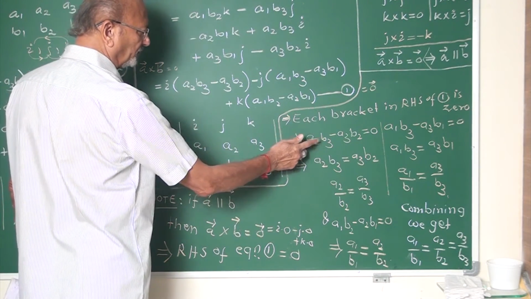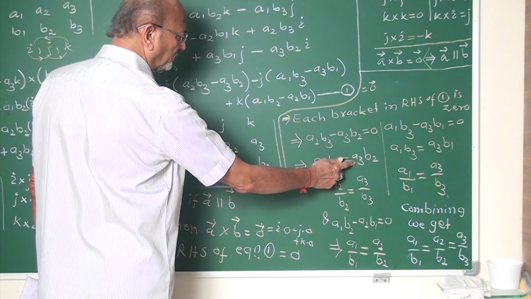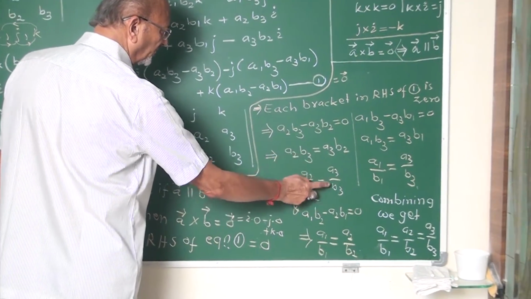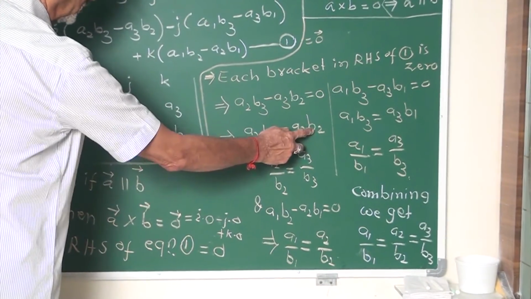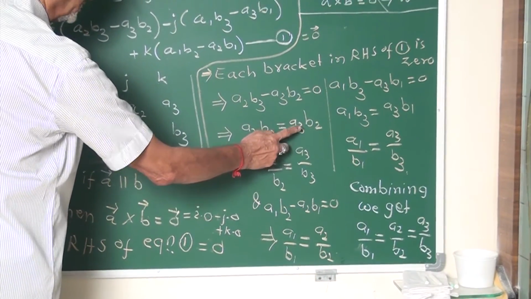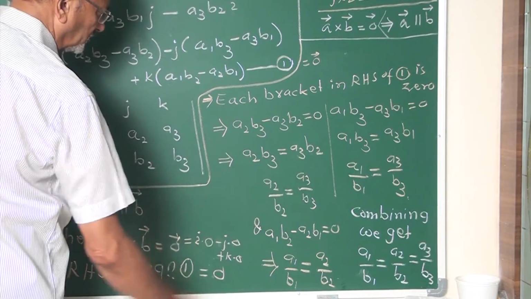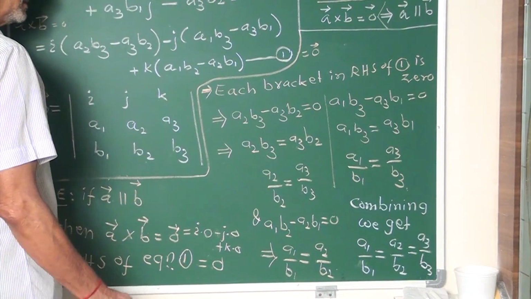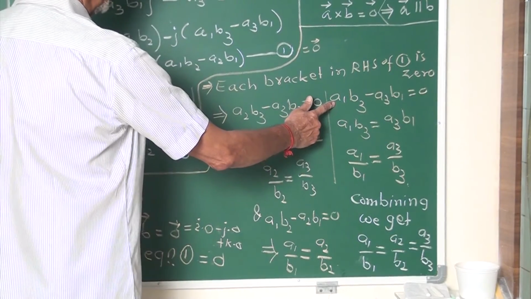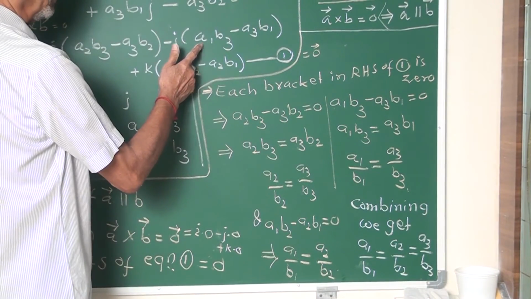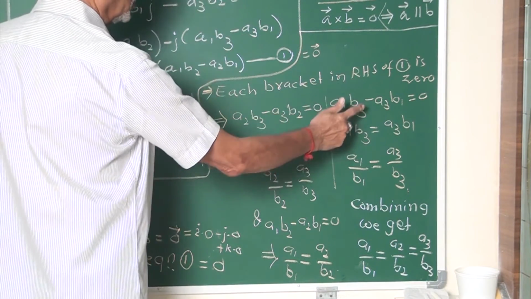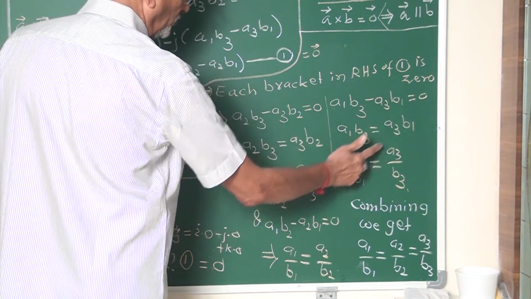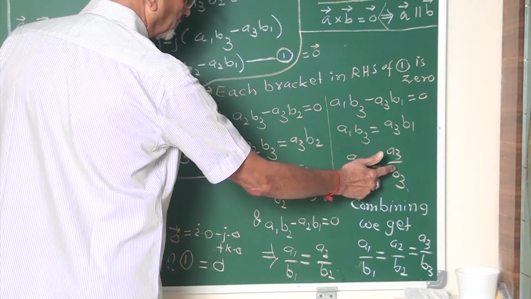First bracket is 0. Now take this side, minus becomes plus. A2 upon B2 equal to A3 upon B3. Take down B3. Second, my friends, second. A1 B3 minus A3 B1 is 0. Shift that side, A3 B1. So it is A1 upon B1 equal to A3 upon B3.